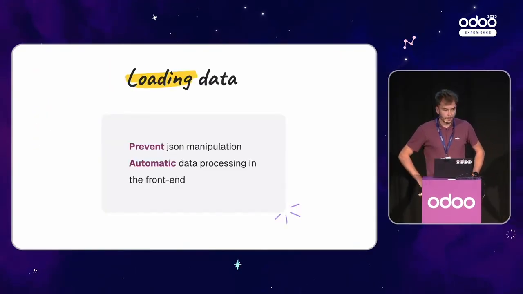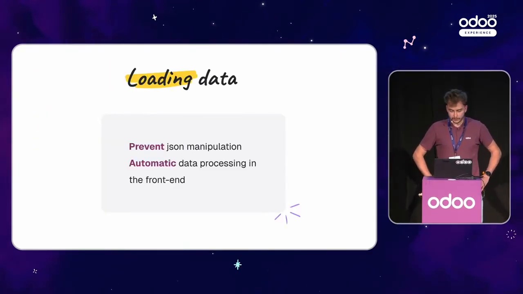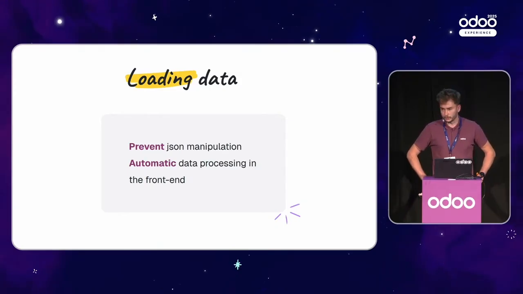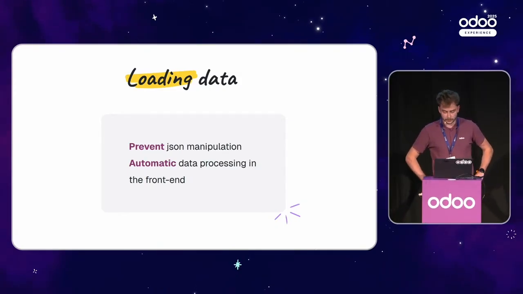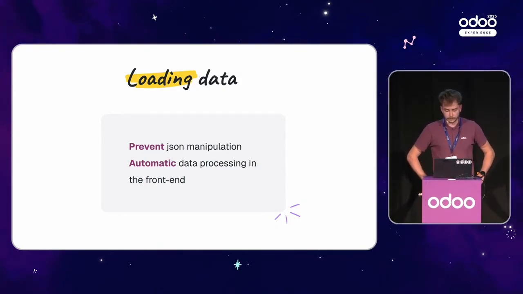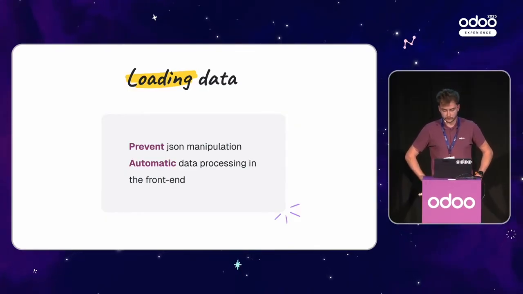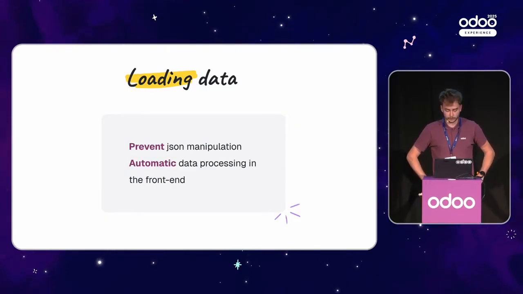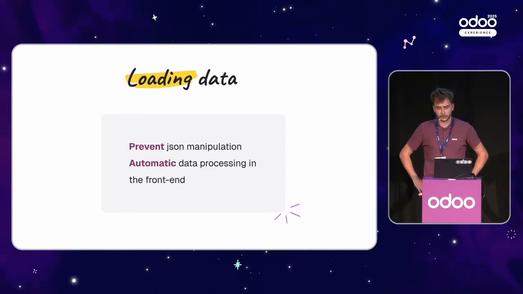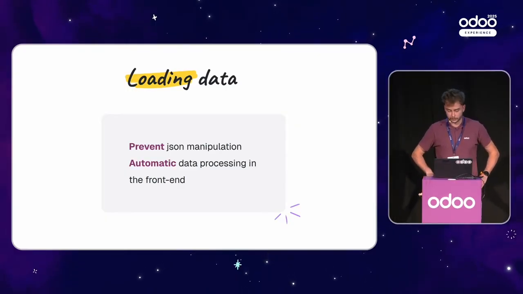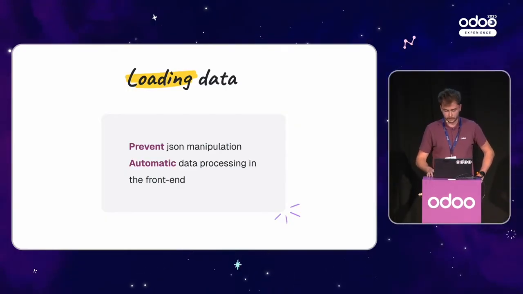For the loading of data, the main goal was to prevent these JSON manipulations and to prevent processing data in the front end to create a link between the records, for many-to-many or one-to-many records, for example.